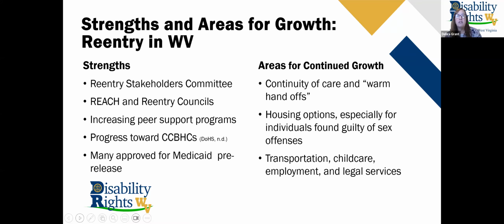One of the strengths we've already mentioned a little bit is the reentry councils that happen all around the state, and increasing peer support programs. And West Virginia is making progress towards CCBHCs. What the heck is that? Certified Community Behavioral Health Clinics. The last time we checked, which was October of 2024, 6 out of the 13 existing comprehensive behavioral health centers were certified community behavioral health clinics. They're similar to what we used to call comp centers, in that they provide mental health and substance use disorder services, and services for folks with IDD.